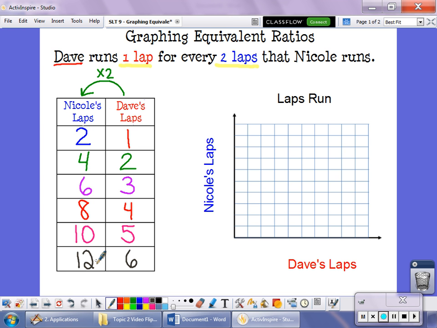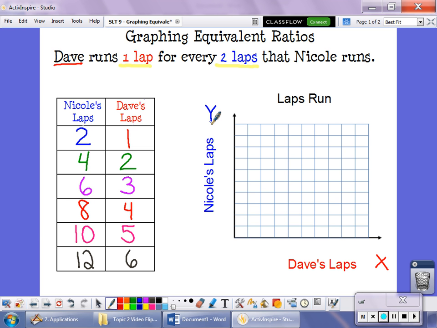Now this is a ratio table, an equivalent ratio table. We can use that to help us create a graph. If you look over here, we have a graph. Now this graph is already labeled. It has an x-axis and a y-axis. We can see that Dave's laps are our independent variable. That's x. And our y values going up the side here are Nicole's laps.